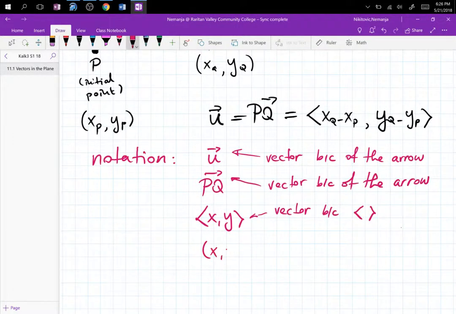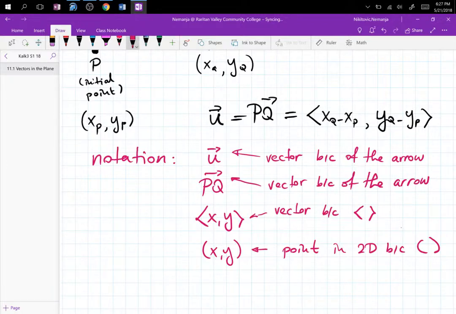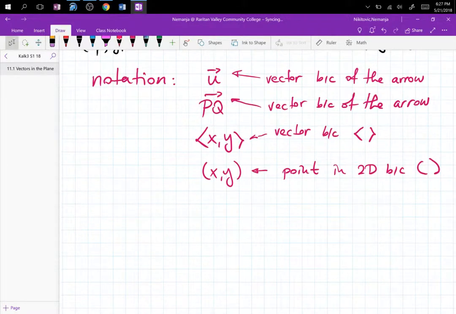This is a point. It could be open interval as well. Point or open interval. Now, it can't be open interval because it's x1, x2 that is the interval. Okay, so point in 2D, because of the parentheses. So, you have to be careful.